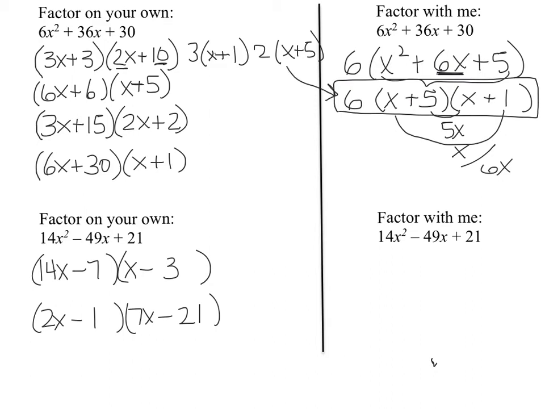Same with the next one. If I look at my first set of parentheses, that has a GCF of 6. If I pull the 6 out, I'm left with a 6 on the outside, x plus 1. There is not a GCF in the x plus 5, but look, this matches that. It's just in a different order.